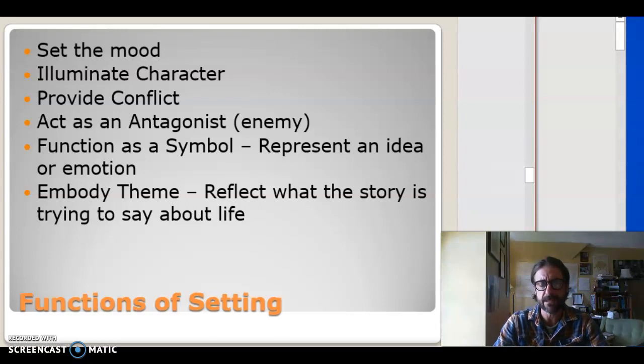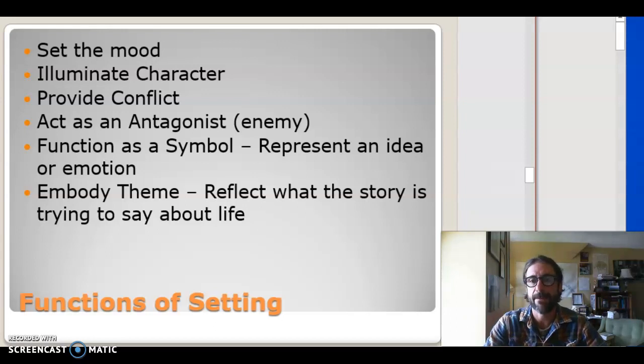Settings can provide conflict or act as an antagonist, act as an enemy. The Interlopers is a great example of that. Settings can function as a symbol. They can represent an idea or an emotion.